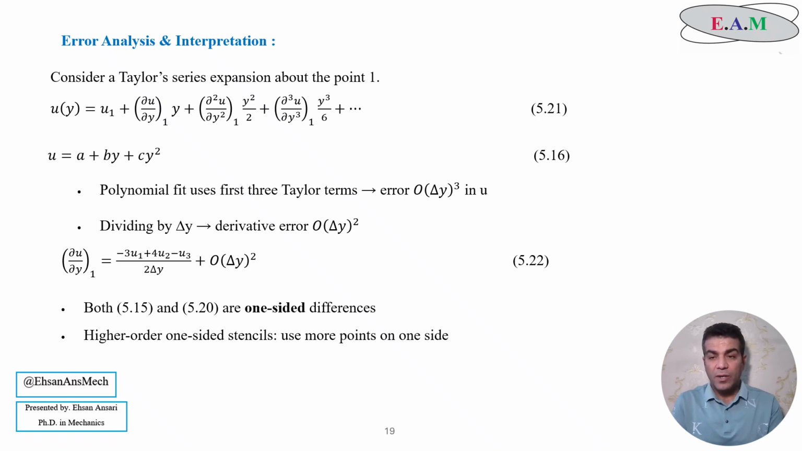Equation 20 has an error of second order because our quadratic function assumption matches the Taylor expansion up to y squared, so the remainder is O(delta y cubed) divided by delta y, which drops the error to O(delta y squared), second order. In practice, for even higher order accuracy at the boundary, you can use 4 or 5 point one-sided stencils.